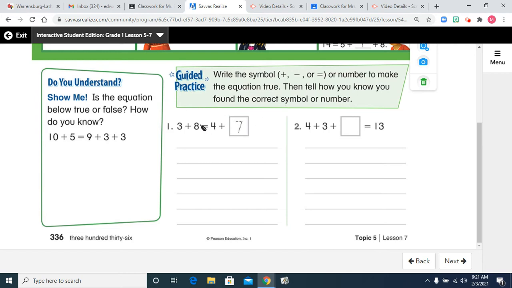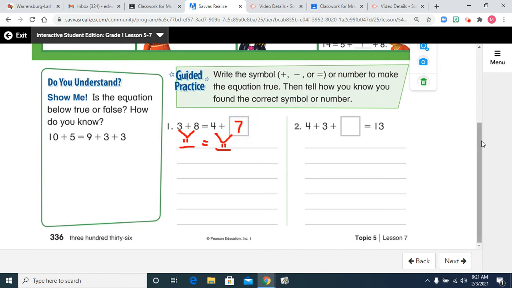Okay, so in number 1, they did it for us. They knew that a number goes here because no symbol would go at the end. They figured out that 3 plus 8 equals 11. So they needed to figure out what 4 plus blank equals. It should equal 11 because remember we want both sides to be equal. All right. And they figured out that 4 plus 7 equals 11.